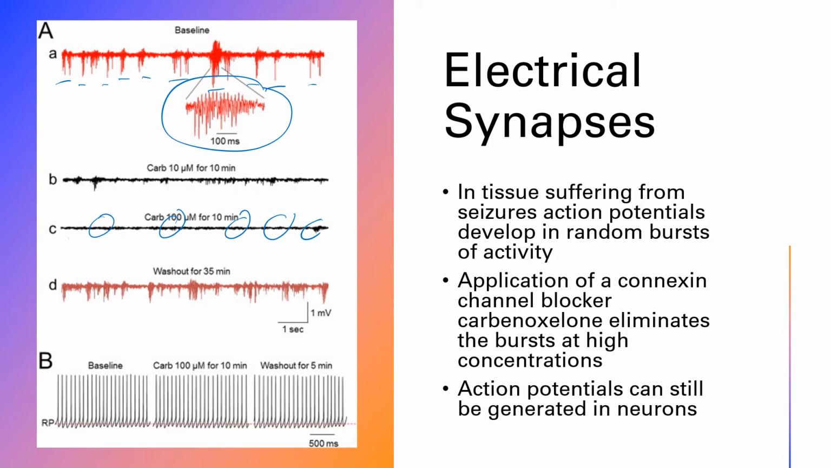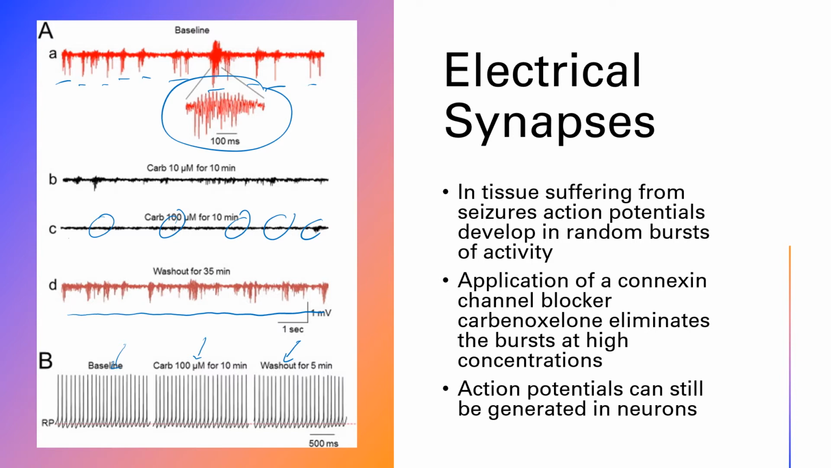We wash it back out, meaning we just put it back in normal solution. And again, you see the clusters of activity come back. What they want to show down here is that they can still elicit action potentials. So we're not actually blocking action potentials at the individual cell. We are blocking these clustered groups of activity, these random bursts that are kind of seizure-inducing, fits of electrical activity that are coordinated.